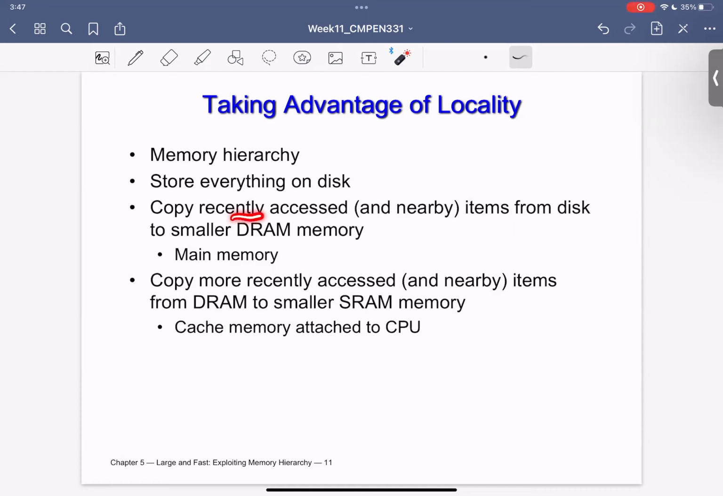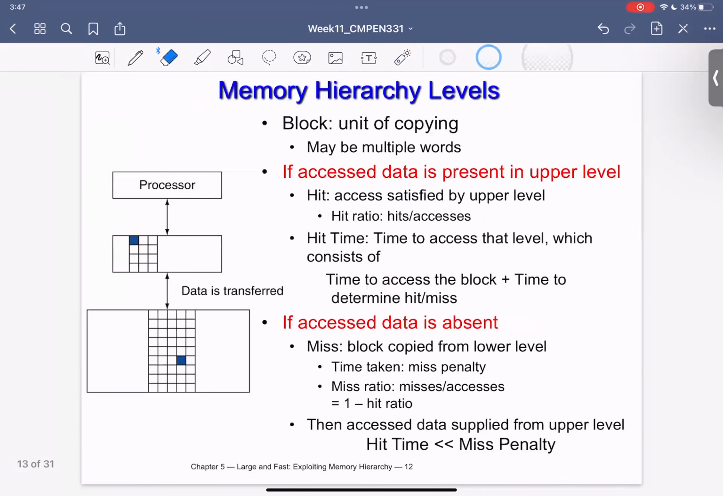So you might copy recently accessed items from the disk to the smaller DRAM. So you might copy stuff from the storage of the building to the storage of the apartment, just to be a little bit closer. You might also then do another step. You might move things from the DRAM to the SRAM. You might move stuff from the storage of your room even closer to your desk, or from the apartment storage to your room storage, and so on and so forth.